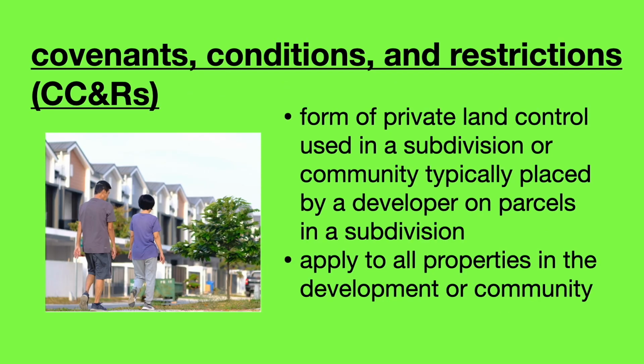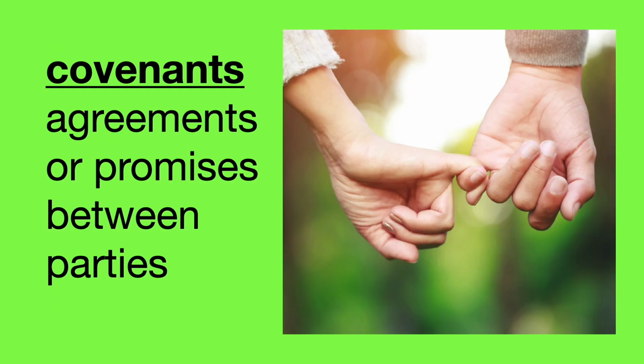Covenants, conditions, and restrictions, CC&Rs, are a form of private land control used in a subdivision or community. CC&Rs are typically placed by a developer on parcels in a subdivision and apply to all properties in the development or community. Covenants are agreements or promises between parties. For example, homeowners in a covenanted community may agree to abide by the community rules as part of membership in the homeowner association.